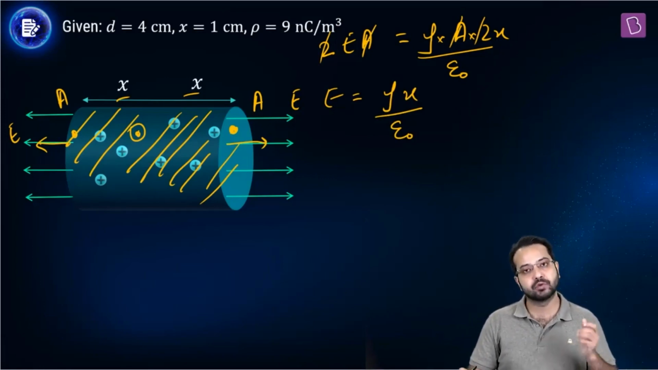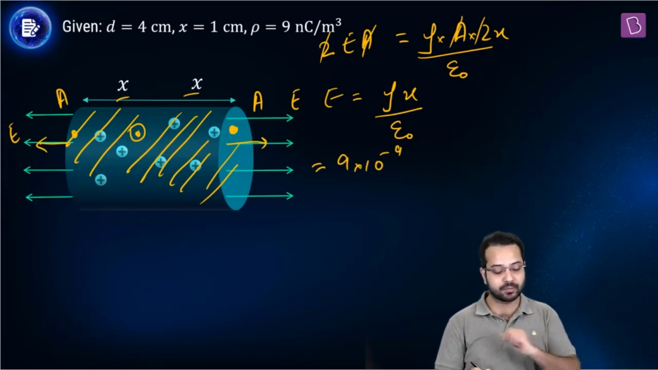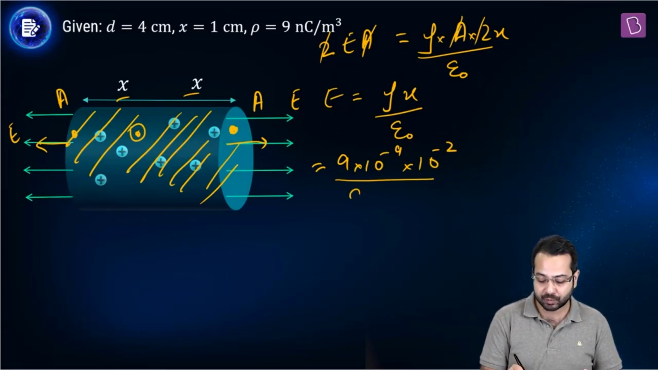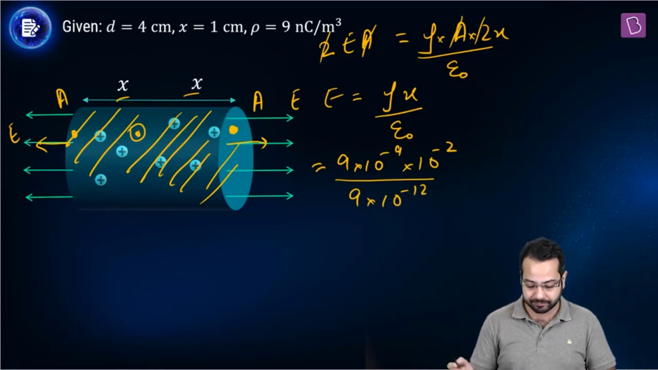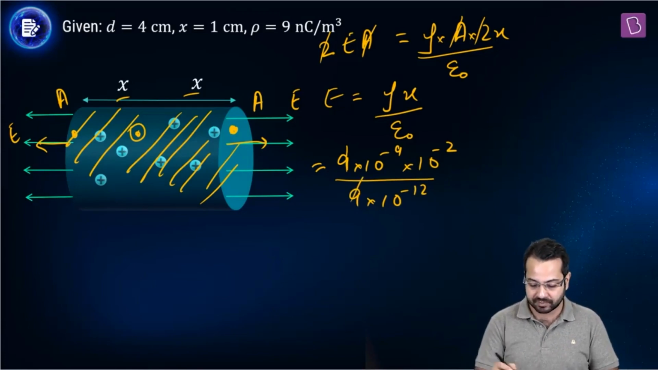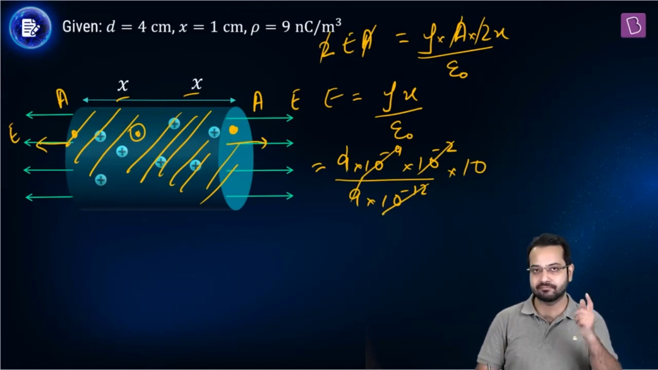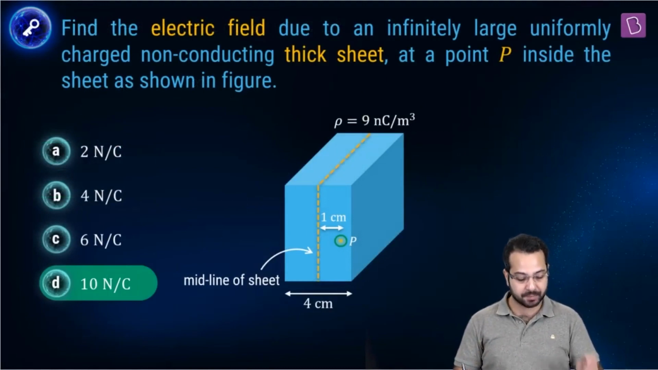Now all I have to do is do the substitution, find the answer. So this is going to be rho, which is 9 into 10 to the power minus 9 coulomb per meter cube, into x, which is 1 centimeter, which is 10 to the power minus 2 meter, divided by epsilon naught, which is 9 into 10 to the power minus 12 SI units. Okay, so this 9 and this 9 gone. This is 10 to the power minus 11. This will go upstairs and make it 10. So my final answer is going to be 10 Newton per coulomb. What is the correct option? Option D is the correct option.